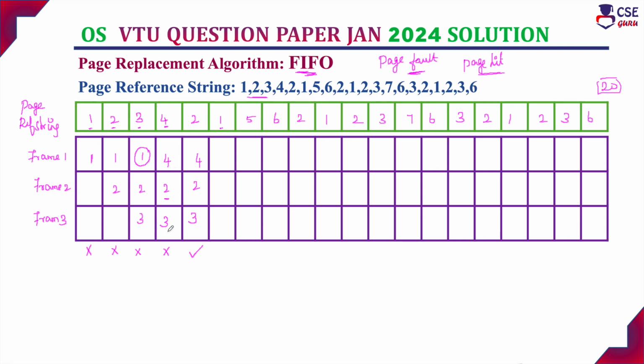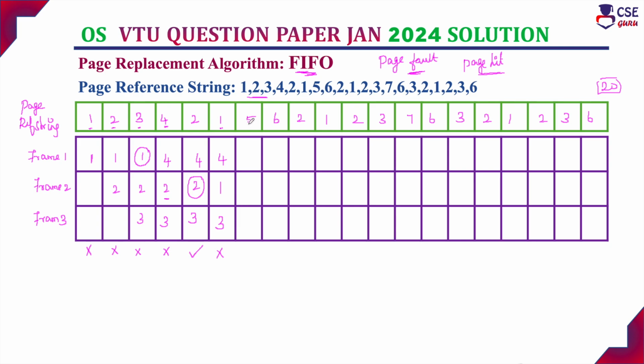3 is next recent. If you are considering 2, this is the oldest. Can you understand? This is the oldest, the longest time it was there in the main memory. So select this one as a victim page and replace with 1. Now 4, 1, 3, this will be considered as a page fault.